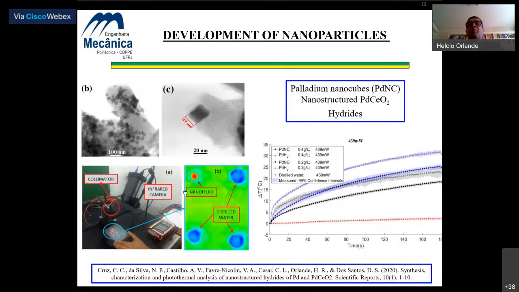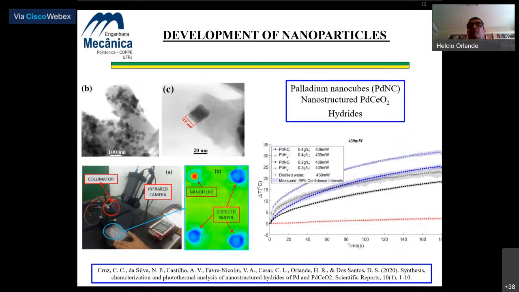a 96 well plate that also contains distilled water in some of the wells, and these measurements were used only for control, and this is the figure of the heated nanofluid inside one of the wells. Okay? This figure shows the temperature variation at the center points of the surface of the nanofluids, for two different concentrations of only palladium nanocubes nanofluids, and this was also for a constant power of the laser.